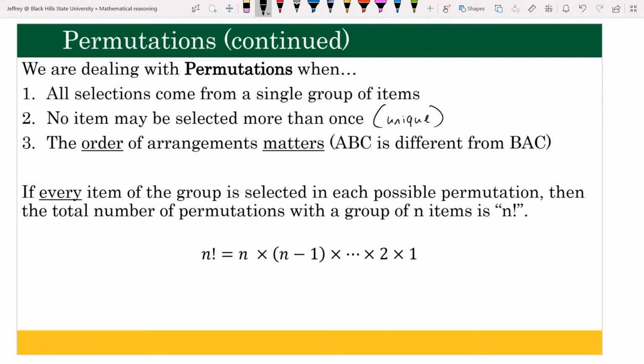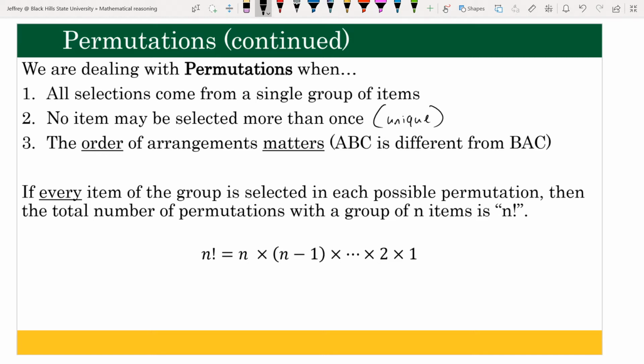The third condition, and this is probably the most important one because it's the main thing that keeps a permutation different from a combination, and that is that the order of arrangements matters. So arranging them in ABC is different than if I was to arrange it as BAC. We can kind of think of this as if we were to rearrange the letters, they would actually make different words.